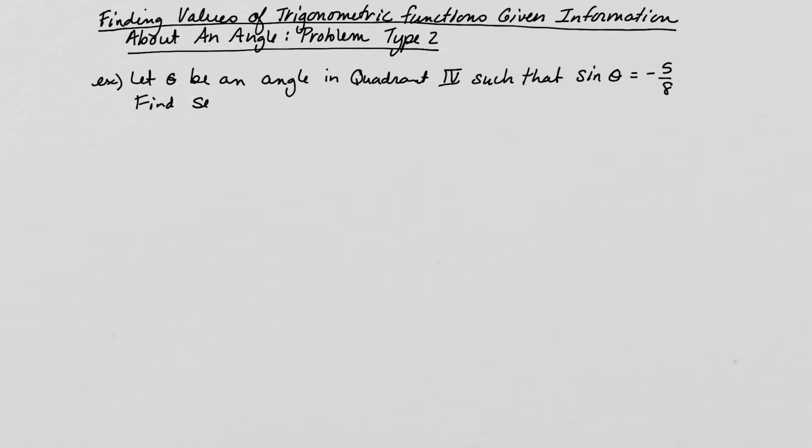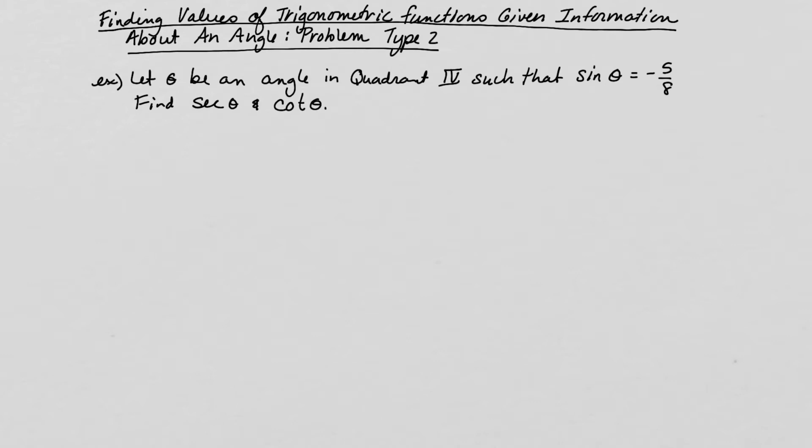In this video, we're going to continue to work on finding trig values given some information. So for example, let theta be an angle in quadrant 4 such that the sine of theta is equal to -5/8. Find the secant of theta and the cotangent of theta.